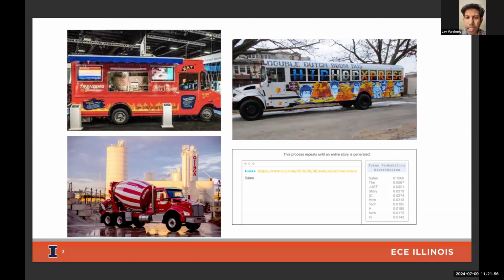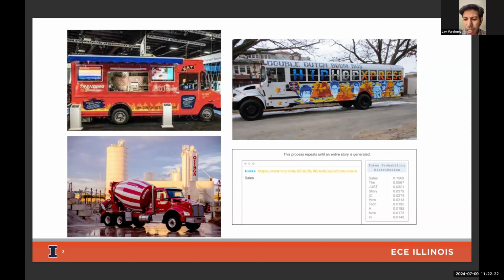So that's the food truck on the top left. We've been doing work in music for several years, and you can see on the top right the Double Dutch Hip Hop Express bus. It's actually a converted school bus that's a music studio that we take around and help people compose new music.